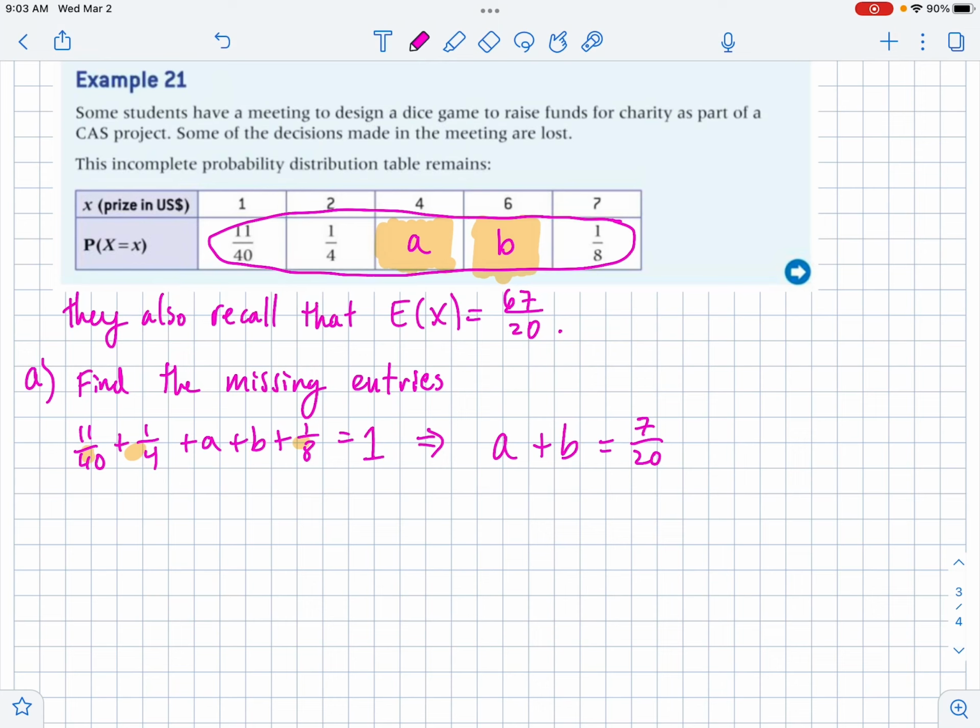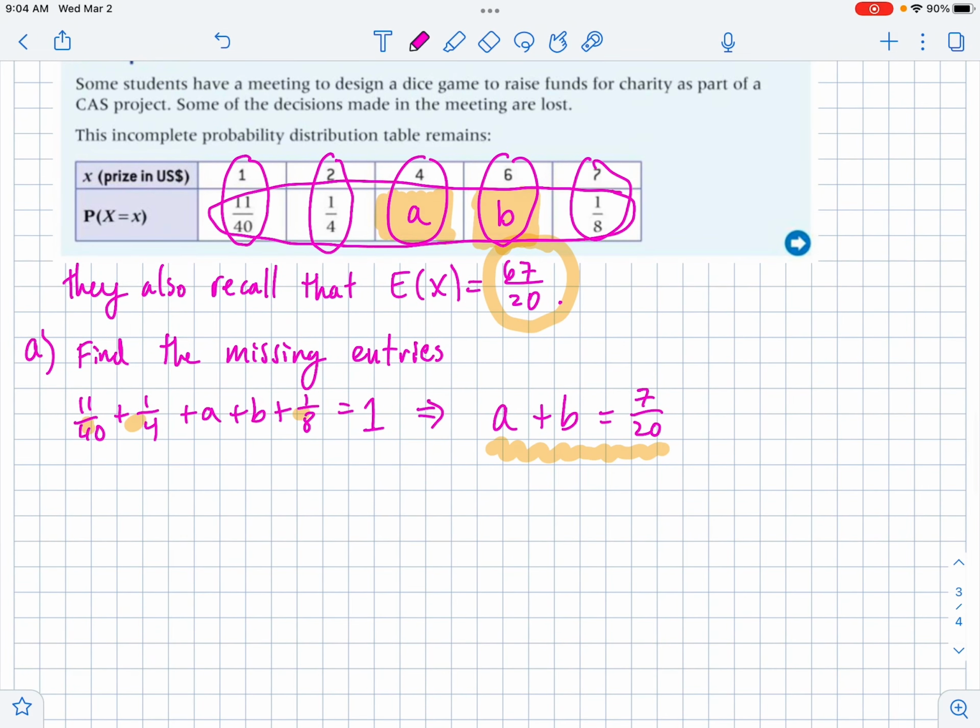So if you do common denominators, but really you can just grab your calculator and do 1 minus those numbers and then hit answer to fraction. Now this right here is one equation with 2 unknowns, so this is not solvable. What we're going to do is try to find another equation based off this fact right here, that the expected value is 67/20. Remember, to find an expected value, you have to multiply each of the values times their probability and add them all together.